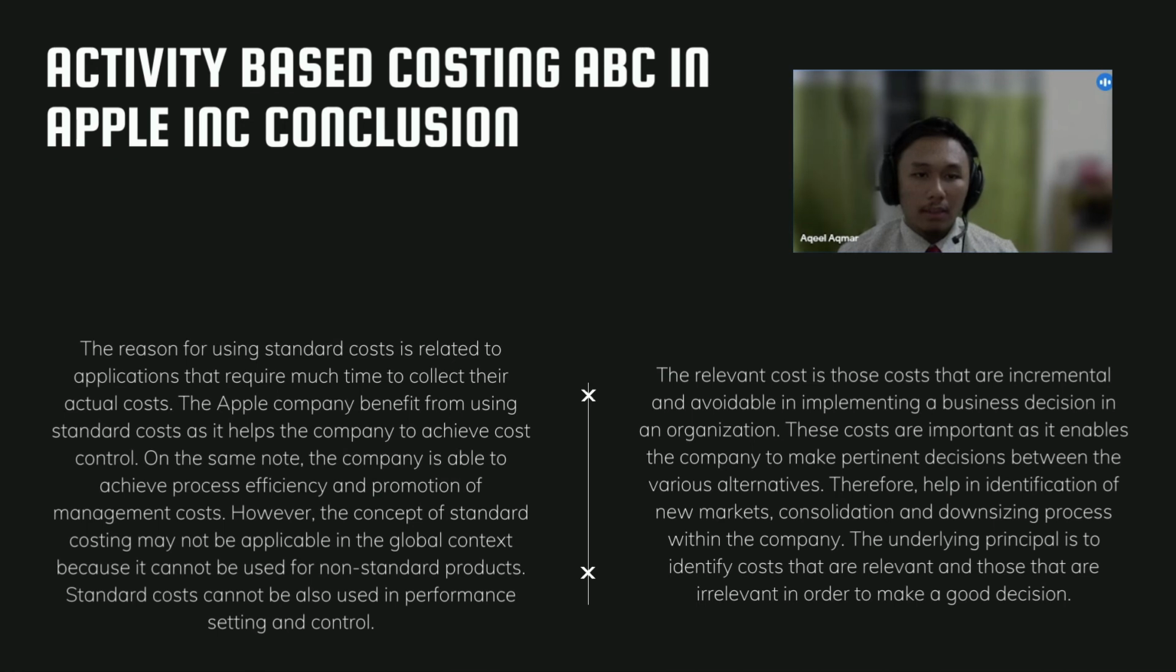Activity-based costing (ABC) in Apple, in conclusion. The reason for using standard cost is related to applications that require much time to collect their actual cost. The Apple company benefits from using standard cost as it helps the company to achieve most cost control. On the same note, the company is able to achieve process efficiency and promotion of management costs.